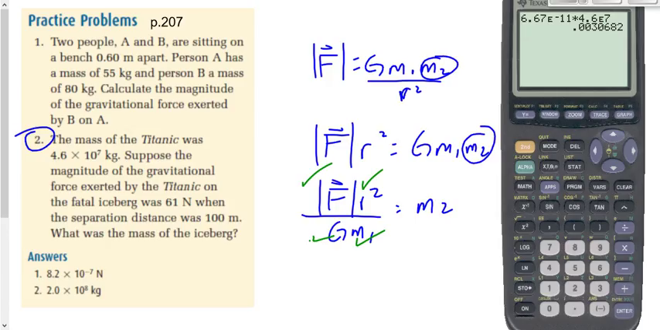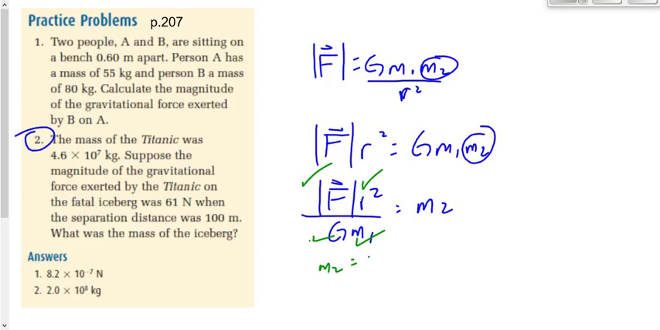Now let's multiply the top numbers together. Here, the force is 61 times r squared, which is 100 squared. And let's divide that by the number that we had on the bottom, 0.0306. Gives us the value of m2, which is 1.988 times 10 to the 8 kilograms.